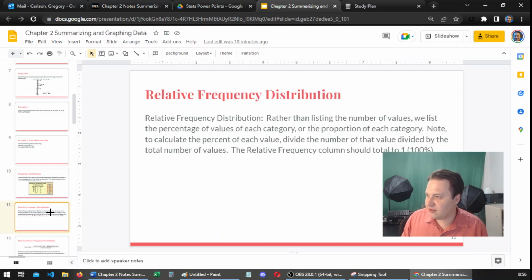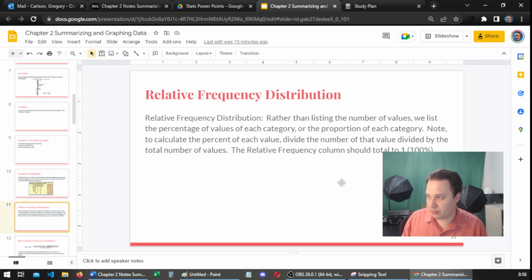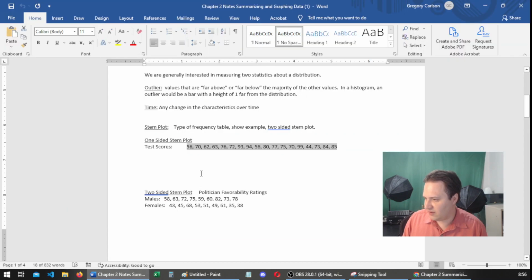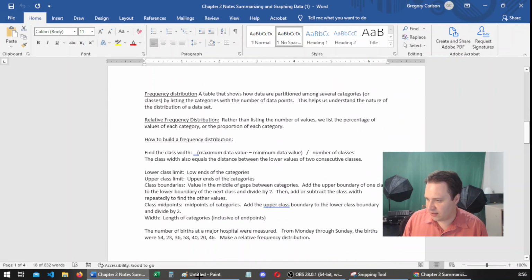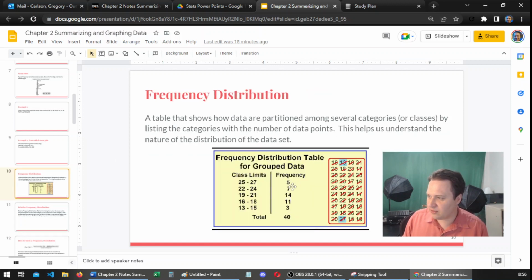You can also do a relative frequency distribution, which is the exact same thing as this, except that instead of putting the numbers, we put the percentages. And so the right column should add up to 100% when you're done with that. So let's see if I have an example of that. I do not. Okay, I'll show you the example of that in the homework video. So relative frequency table, same thing as frequency, except instead of this, you would put the percentages.